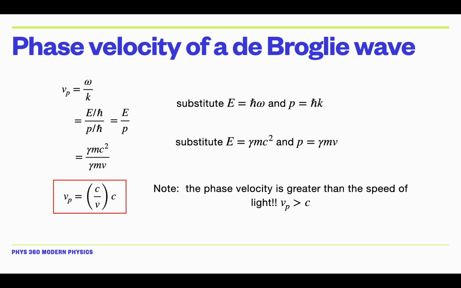So this is a kind of funny result because velocity is always less than c, so c over v is always going to be a number greater than or equal to 1. So the phase velocity of a de Broglie wave is always greater than the speed of light. Remember from special relativity that physical particles can't go faster than the speed of light. Turns out information also can't go faster than the speed of light. So whatever the phase information of these de Broglie waves is, it can't be used to transmit information faster than the speed of light.